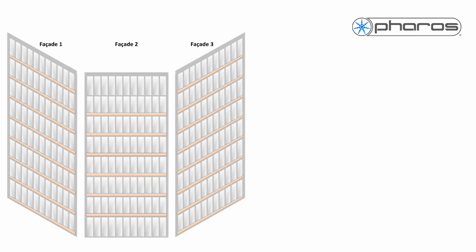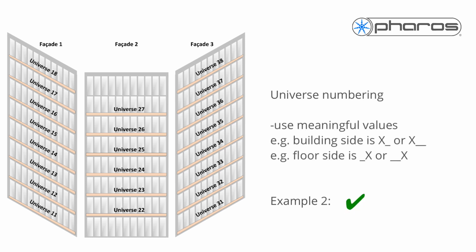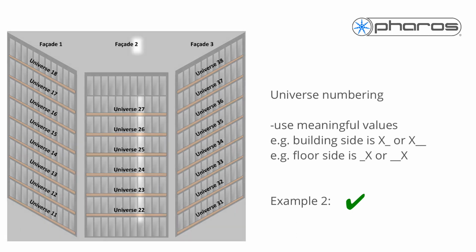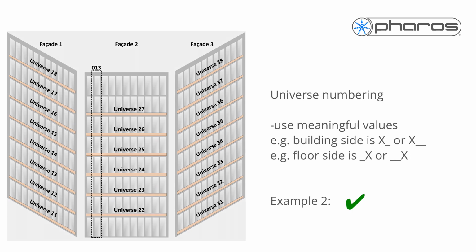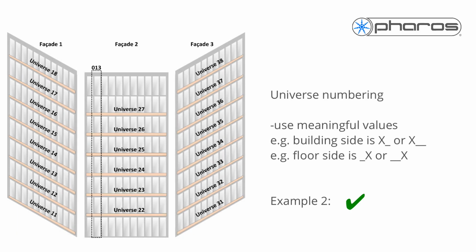And when you have multiple facades, instead of using consecutive universe numbers, you can assign meaning to them. Compare the difference in this setup. The first digit identifies the facade, the second digit the floor it is on. If there is an issue on the second facade, 5th floor, 4th fixture, I know it is universe 25, channel 13, without having to look this up in a drawing.